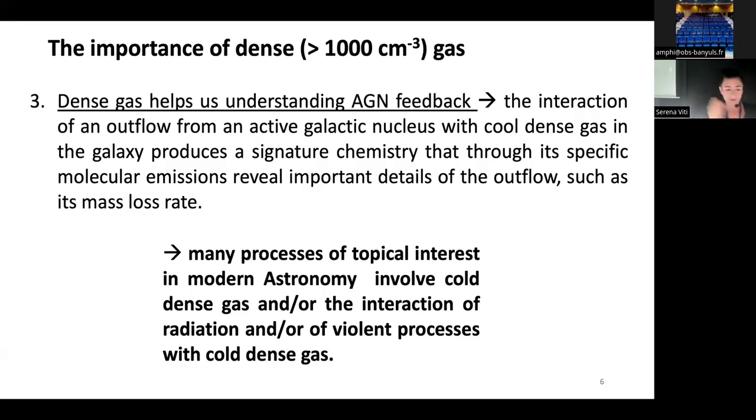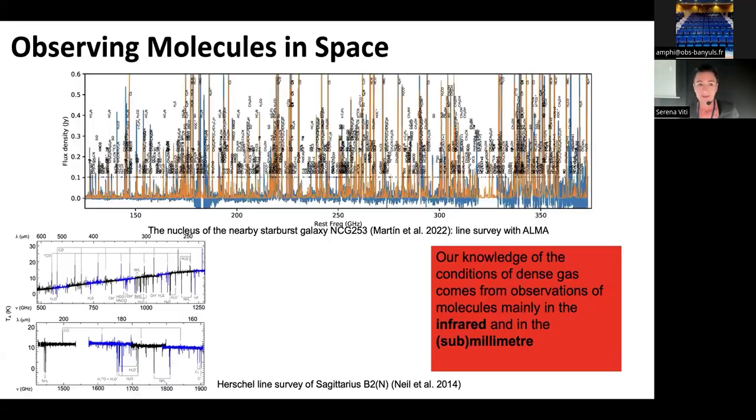Yes, okay, all right. Cool, okay, right, so I've told you why molecules are important and where they come from, the dense gas. How do we observe molecules? We observe them mainly in the sub-millimeter and infrared part of the spectra.